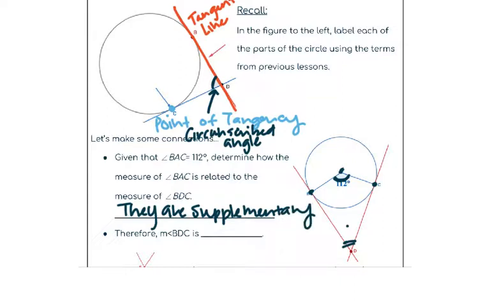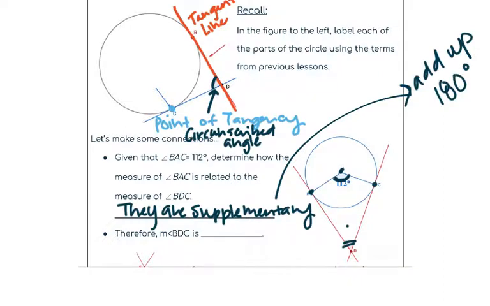What does it mean to be supplementary? That's something we need to go back and remember in all aspects of geometry. But supplementary means that they add up. Their sum is going to be 180 degrees. Well, if we have 112 degrees as the central angle, then what does that mean that BDC is going to have to be? So that's going to be 68 degrees, because both of those are going to add up to be 180 degrees.